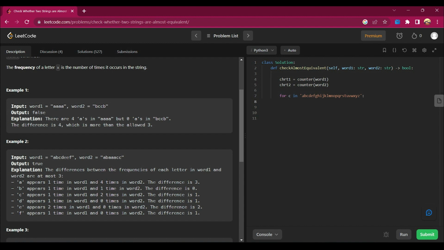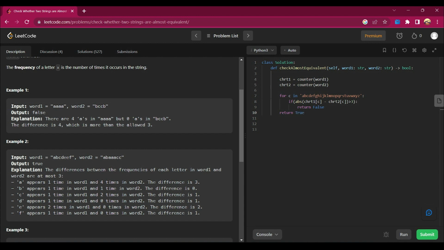Now let's check if f means the absolute difference. So we will be getting the absolute value. So f means the absolute value of the index of c minus, it should be chr1 instead, and chr2 c. If it's greater than 3, then return me false, and except all these values, just return me true.